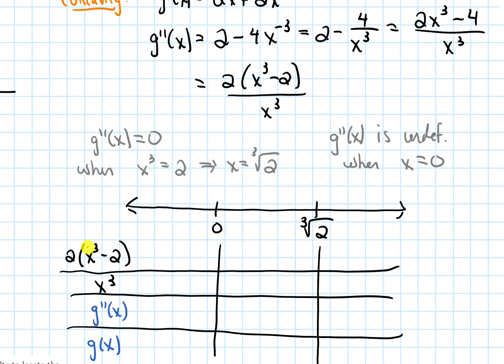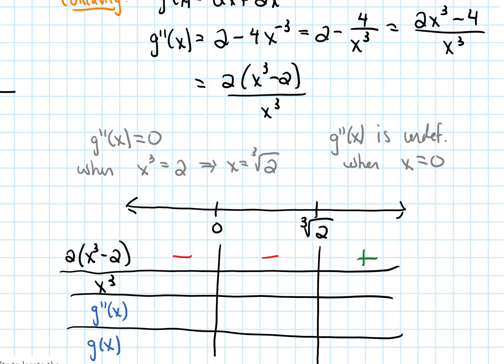Okay, and now let's check the signs of each of these factors. If I focus on the x to the third minus 2 part, that's going to be positive when x is bigger than this cube root of 2. It's going to be positive over here. The 2 in front won't affect that sign. If I had multiplied by a negative number, like negative 2, it would have flipped all the signs. And when x is less than the cube root of 2, it'll be negative. So we get negatives over here.